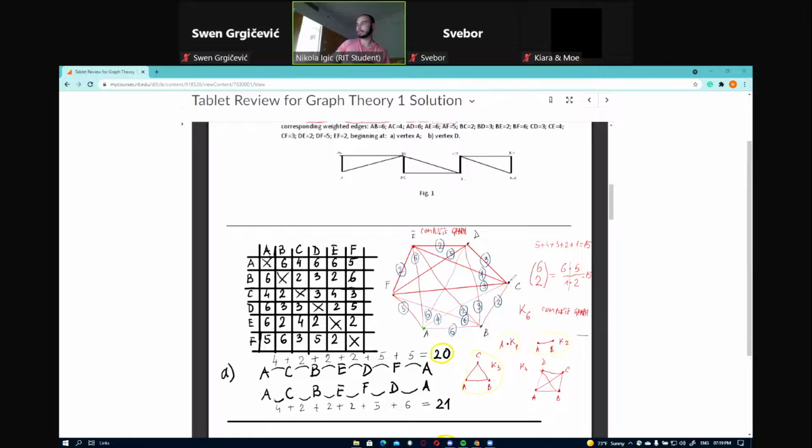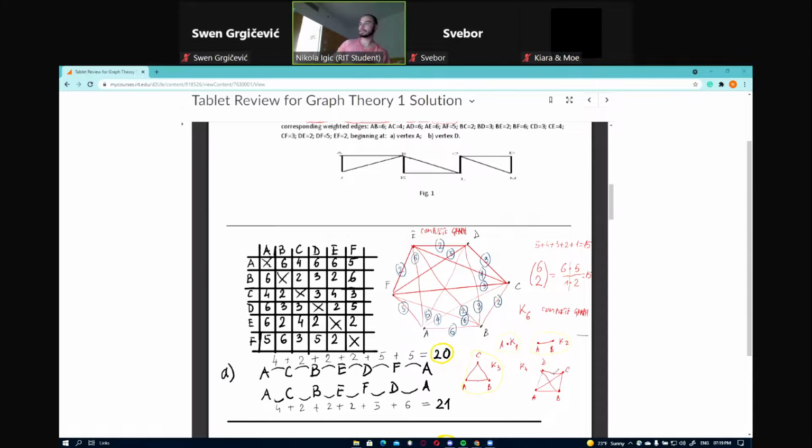See, B, C, D, E, F. And each move has some weight. For example, from A to B is 6. We want to find the path which has the least weight, if I can explain it like that. Do you understand what the problem is? How do I find the one that has the least weight? Like, do I have to make a table for it?